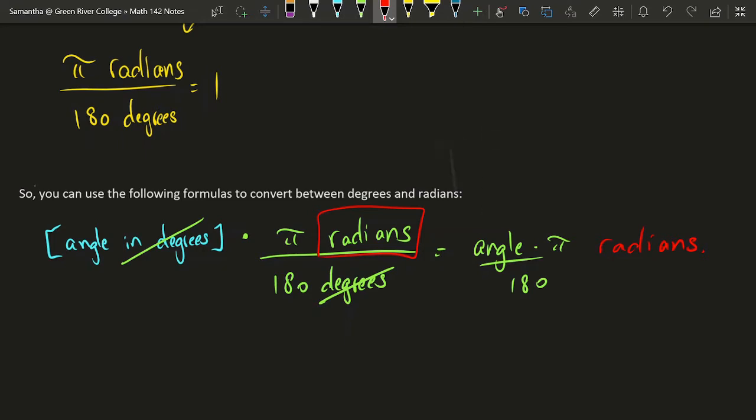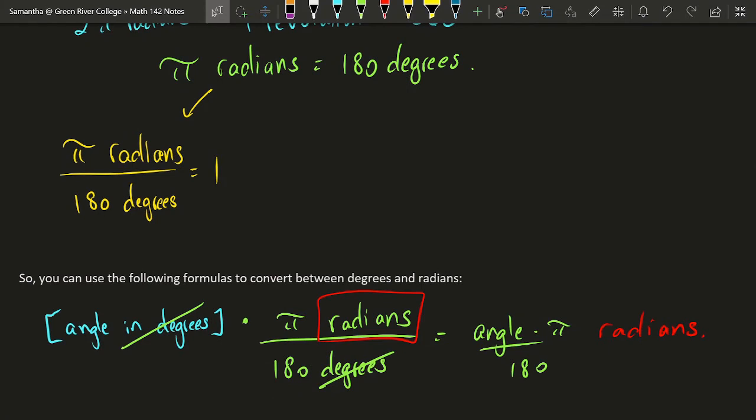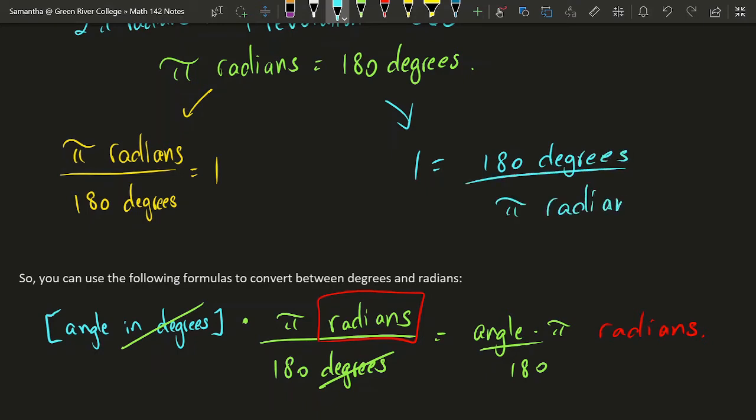Now scrolling back up, instead of dividing by 180 degrees, I could alternatively divide by pi radians and make that appear in the denominator of the fraction. So now I get 1 in a slightly different format, 180 degrees divided by pi radians. Because I have radians in the denominator of this fraction, I can use it to cancel out radians if I multiply.